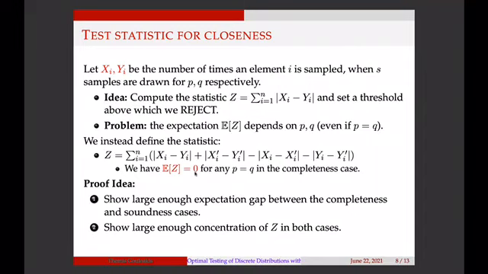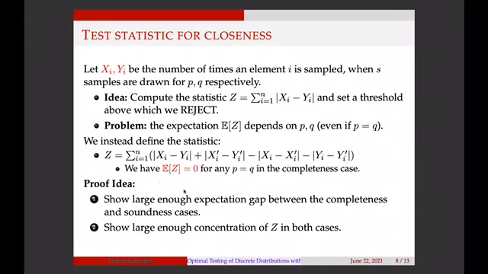be 0 for any pair of distributions in the completeness case. So for any distribution P and Q which are equal. It's not that important that it's 0, but what's important is that it's consistent, that it is the same in all instances in the completeness case.